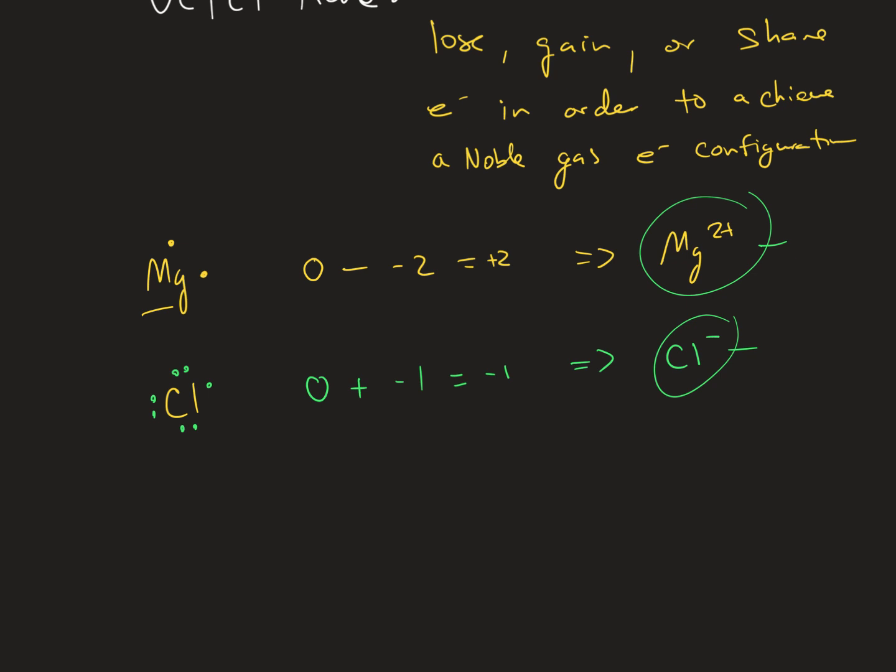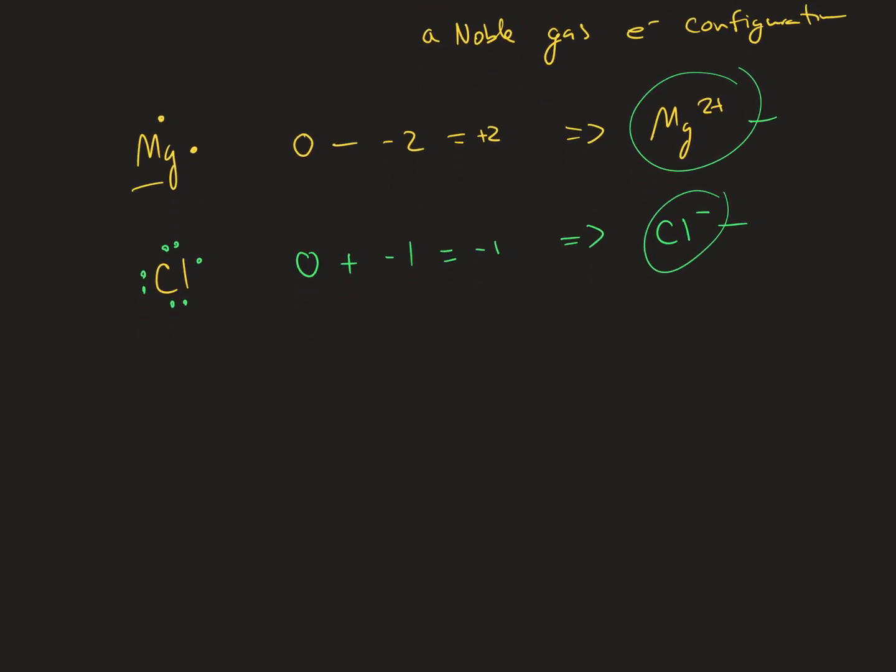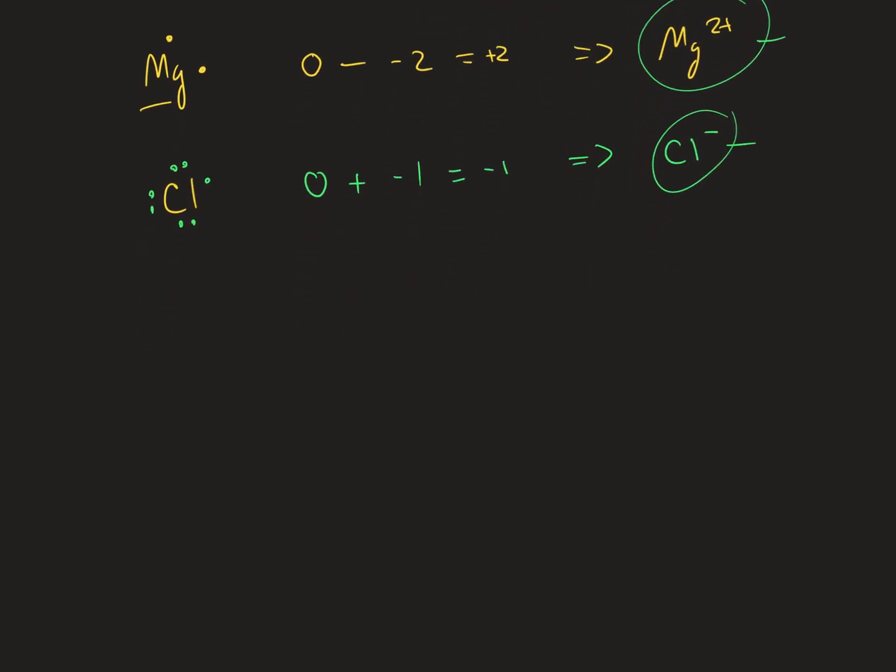Okay. Any questions on how an ion forms? So in the case of an ionic compound, it will lose or gain electrons. In the case of a covalent compound, it will share. We'll talk about those later. Okay? So let's talk about ionic compounds.